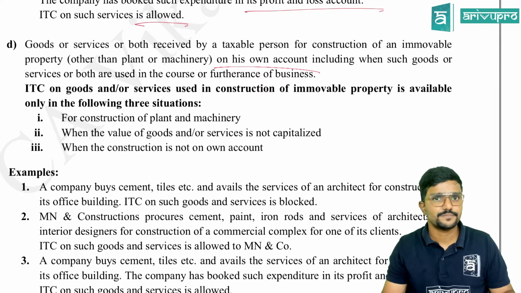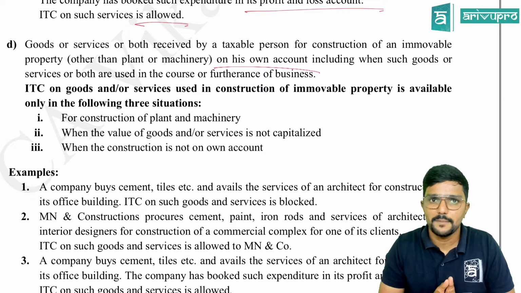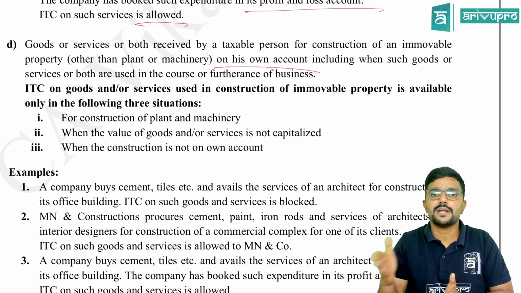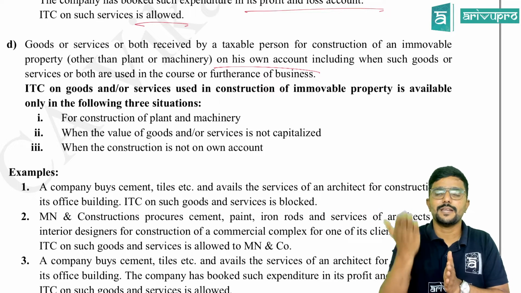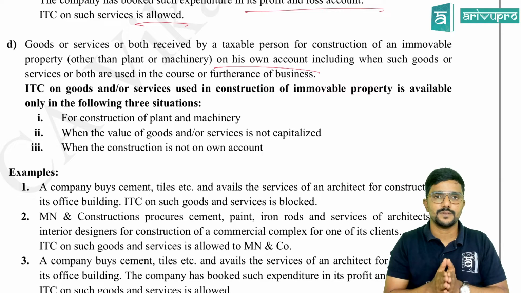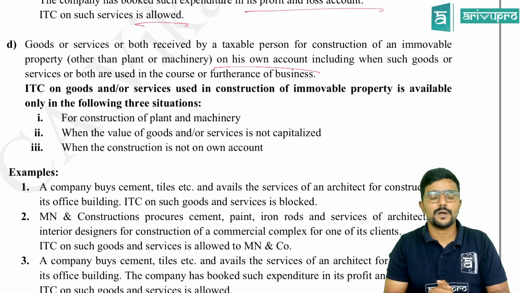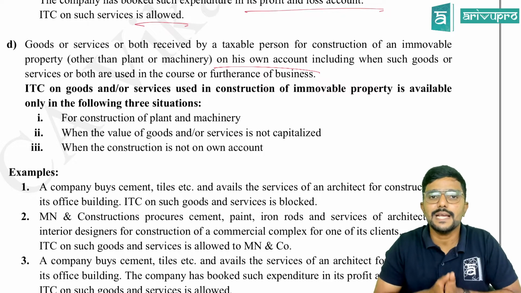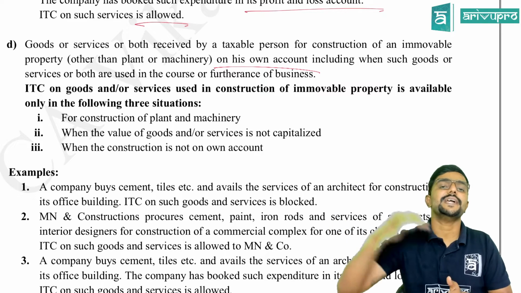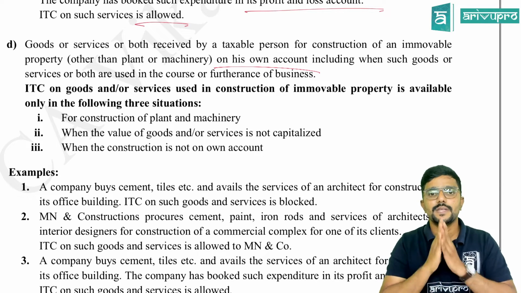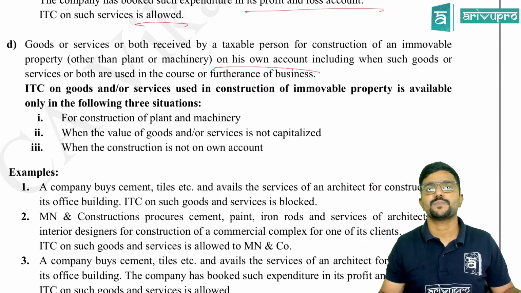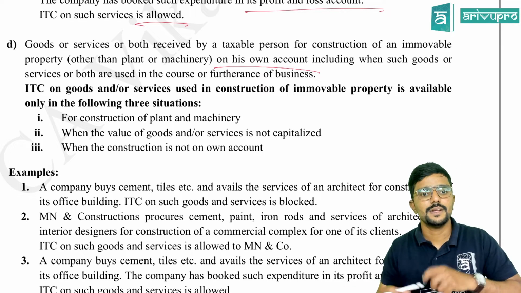But now let me change the scenario. Sir, now I am Monthly Developers. I am constructing an office building for Infosys. Monthly Developers has purchased some goods and services for the construction of the building, like cement, steel, sand and all, on which Monthly Developers has paid GST. Can they claim the credit? Yes, they can claim. Why? Because they are not constructing this building on their own account. It is not for them. It is for their client. Is that clear? So please be very careful. In case of construction of immovable property on his own account, if any goods or services are purchased for construction, credit is blocked, except for plant and machinery. Clear? Yes, sir.